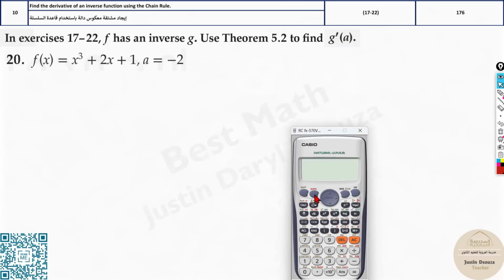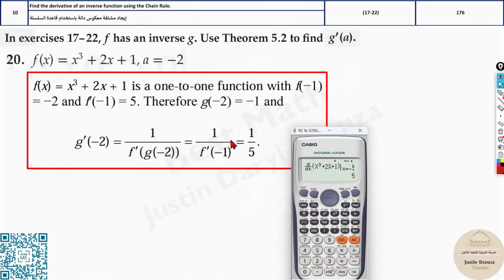All you need to do is write the given function x to the power 3 plus 2x plus 1, and you just have to make it equal to the given value. The value is minus 2. Shift and solve. The answer is minus 1. So now you need to derive this given function x power 3 plus 2x plus 1 at minus 1, because we got the x value. So the answer is 5. The final answer must be 1 by 5.